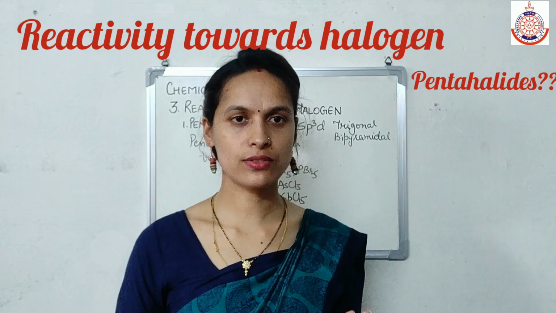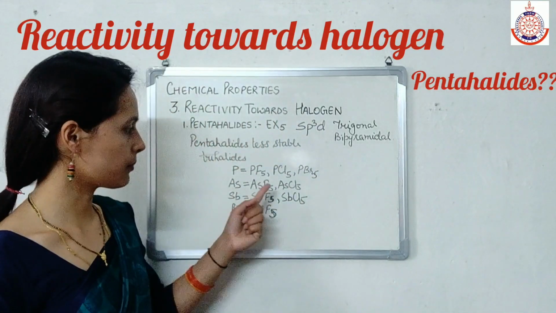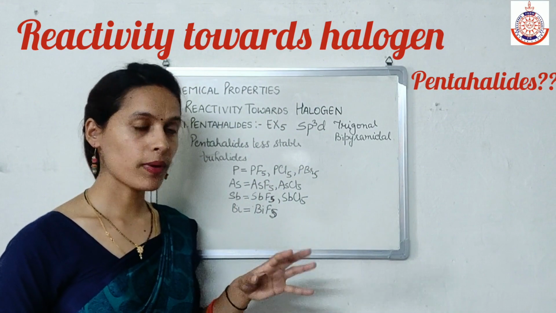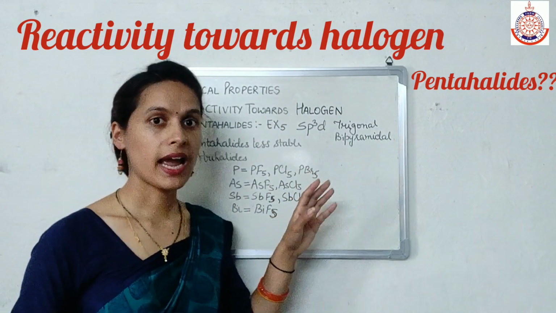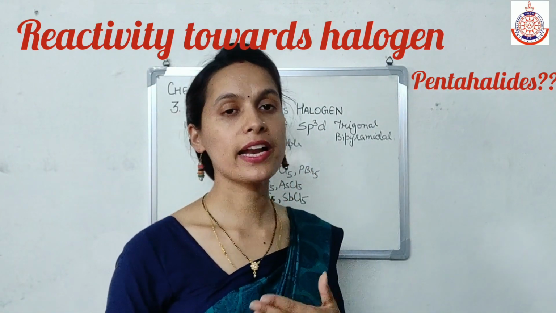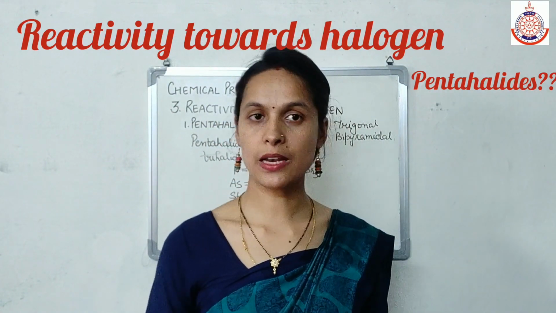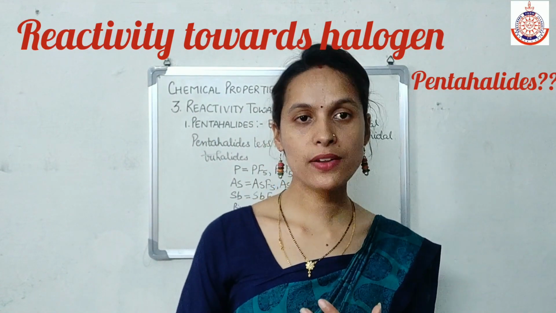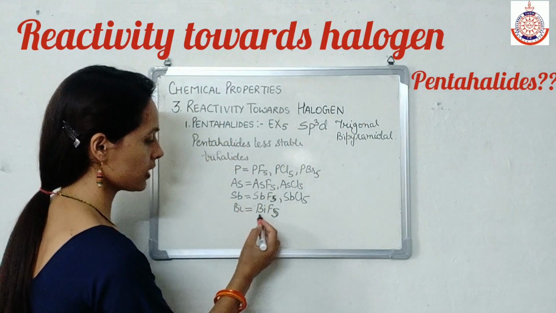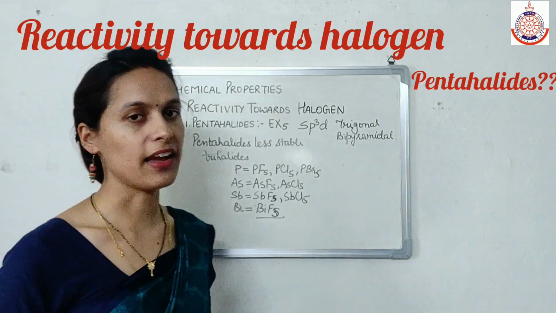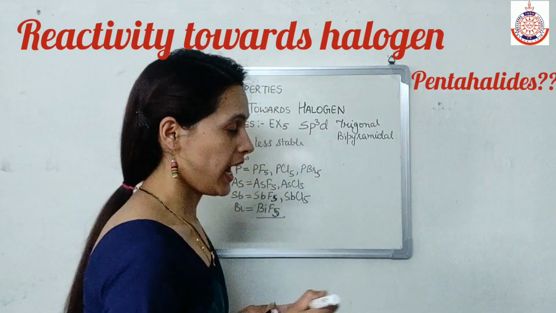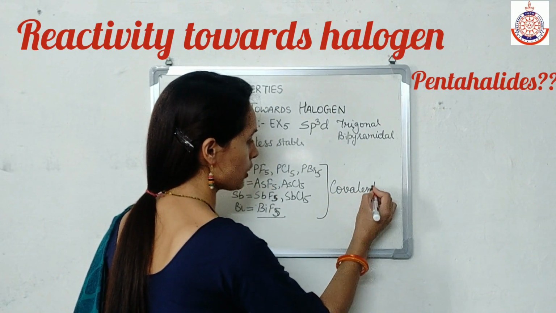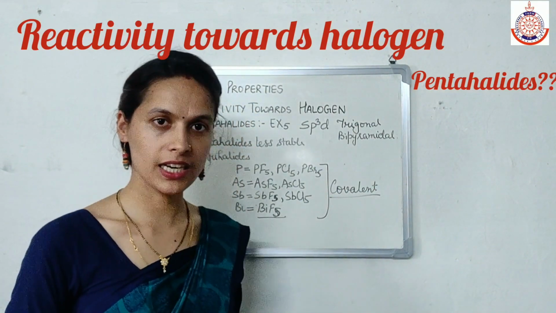Means the stable fluorides we have. Stable chlorides we have only of phosphorus, arsenic and antimony. Stable bromides we have only of phosphorus, and pentaiodide of any 15th group element is not at all stable. It means if I talk about the +5 oxidation state in case of bismuth, only BiF5 is the stable compound. And all these compounds are covalent in nature.